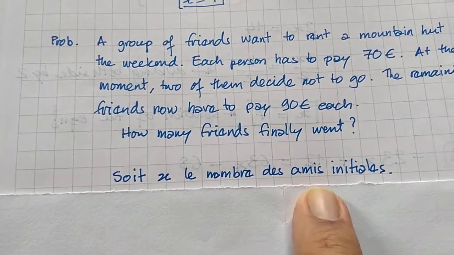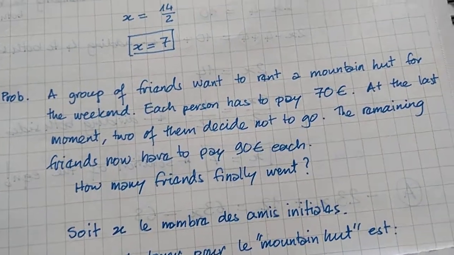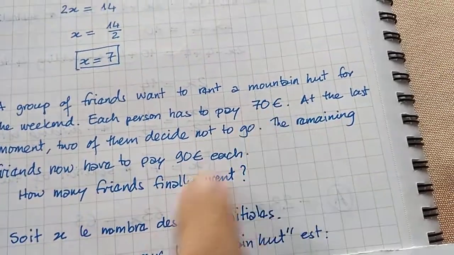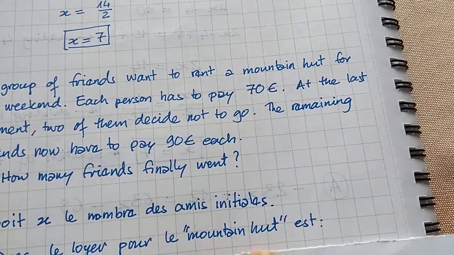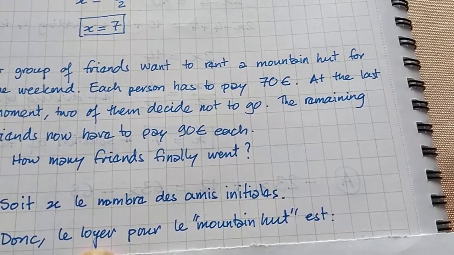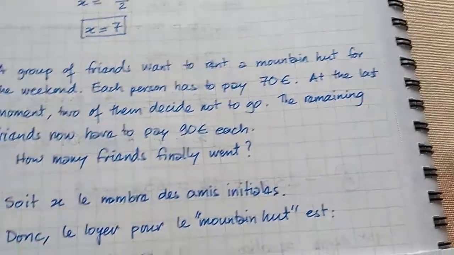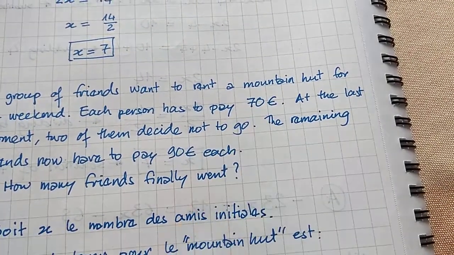Soit x le nombre d'amis initial. Donc le loyer pour le mountain hut. Mountain hut, I think in French is called gîte. But anyway, donc le loyer pour le mountain hut. Loyer is rent. For the mountain hut it is 70 times x, because each person had to pay 70. Correct?